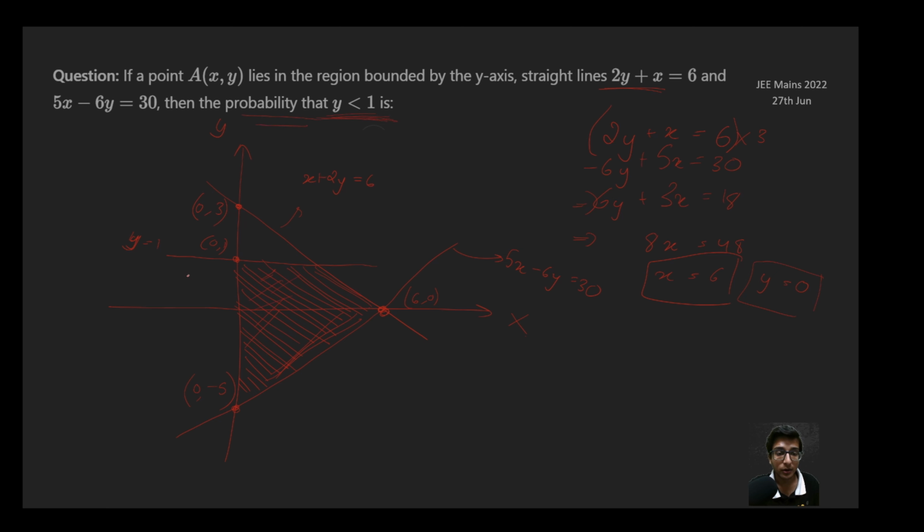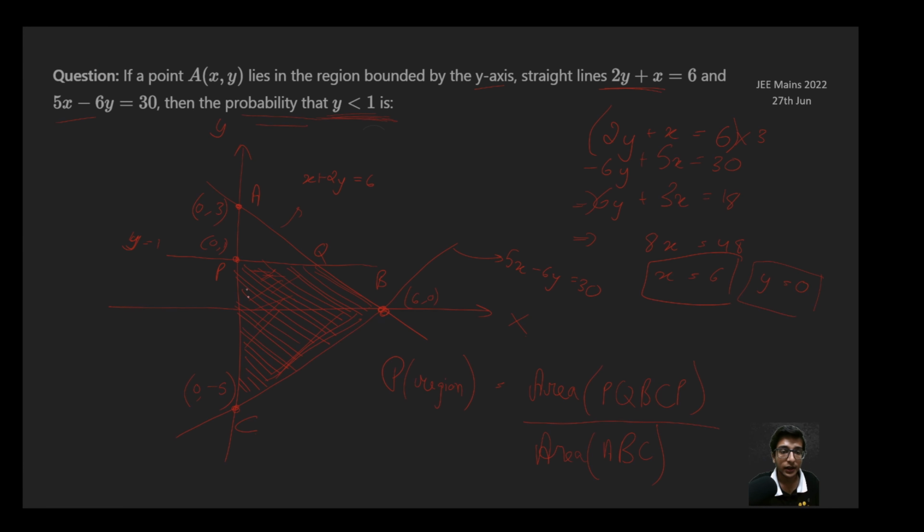So basically what my probability would become, if I say that this point is A, B, C, and let's say this is my P and Q, so my probability for this region would basically be area of PQBC upon area of ABC. I hope you are getting. This entire portion is the region bounded by 3 lines, which is my y-axis and these 2 straight lines. And now I have to find out the probability of region that lies below y is equals to 1. So this is going to be my region.